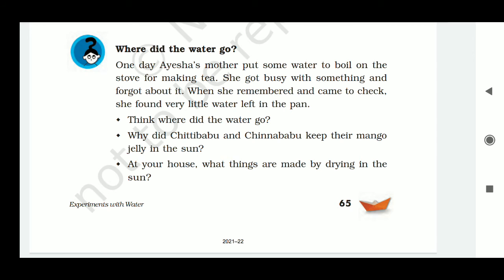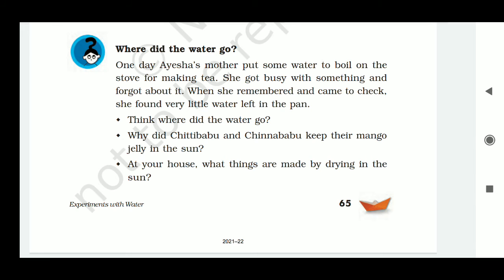Due to evaporation, which is the conversion of the liquid form of water into vapor. It was converted into vapor form because of boiling. The liquid form of water will slowly be converted into vapor form, which reduces the quantity of water that you have taken.